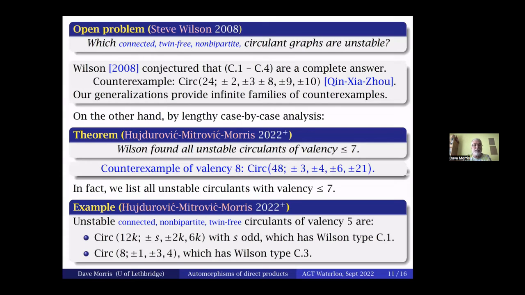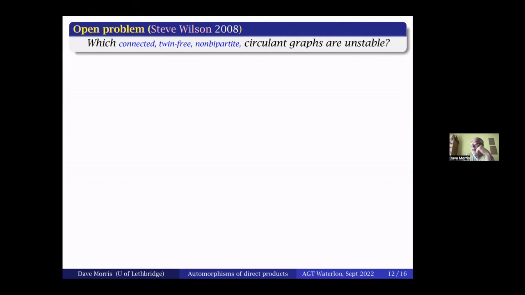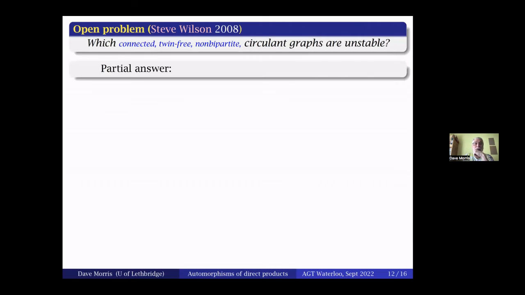It came from one of Wilson's theorems. So small valency we do understand, but in general, as I've said over and over, it's an open problem to figure out which circulant graphs are unstable. So we have a partial answer from Wilson.